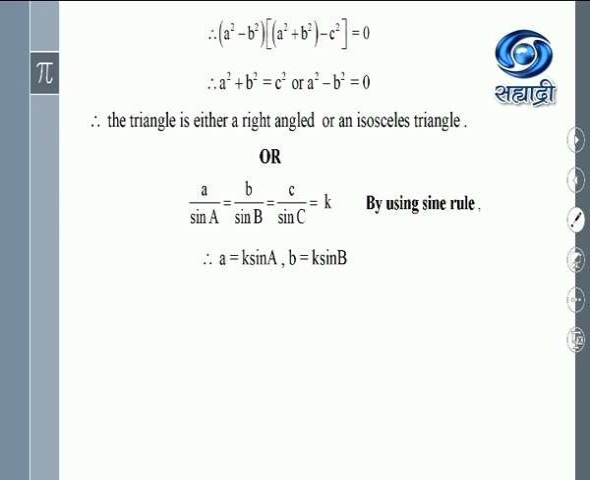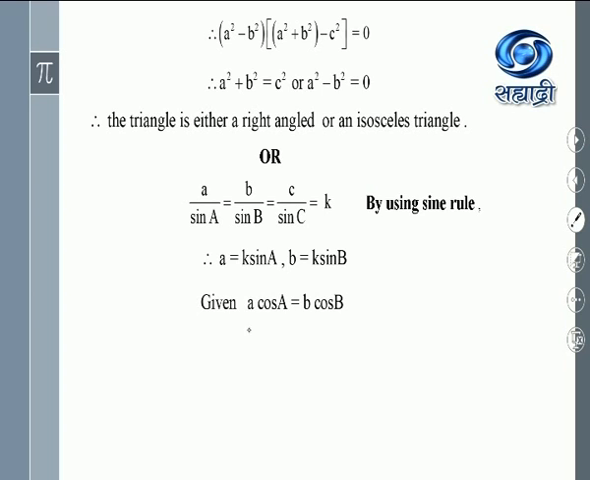Now look at the term a upon sine A is equal to k. So we write a is equal to k sine A. We cross multiply sine A with k and we have a is equal to k sine A. Similarly, b upon sine B is equal to k. Therefore, cross multiply sine B with k. We have b is equal to k sine B.